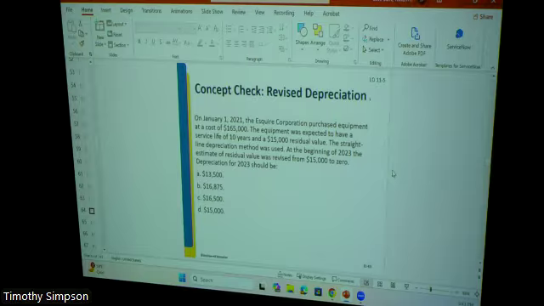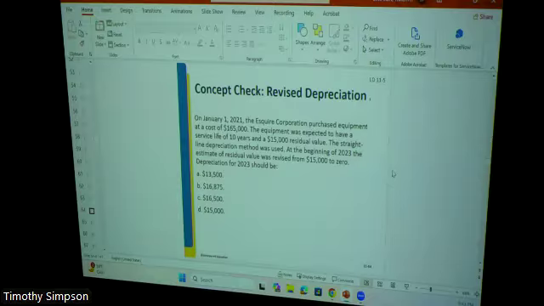Okay, and then on January 1st, 2021, Esquire Corp purchased equipment for a cost of $165,000. The equipment was expected to have a service life of 10 years and a $15,000 residual. The straight line method was used. At the beginning of 2023, which is 2 years in.